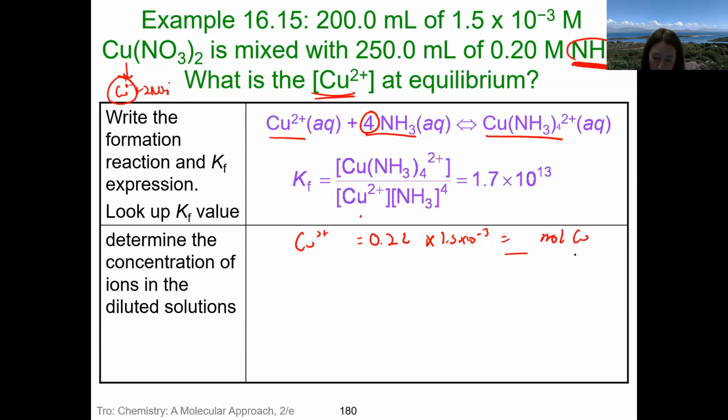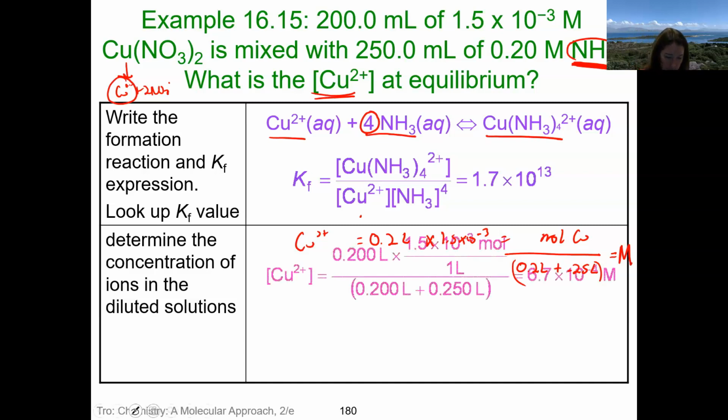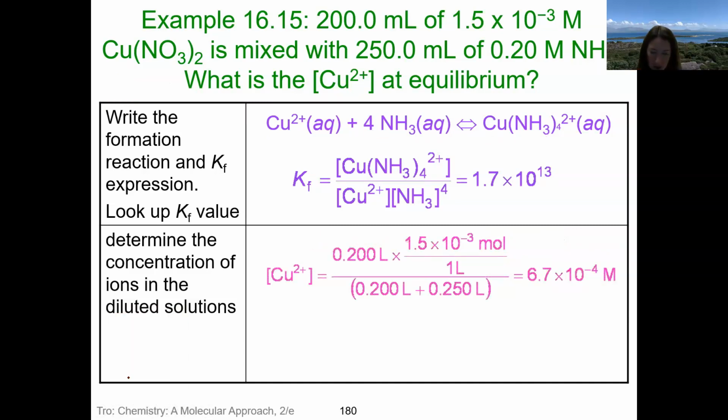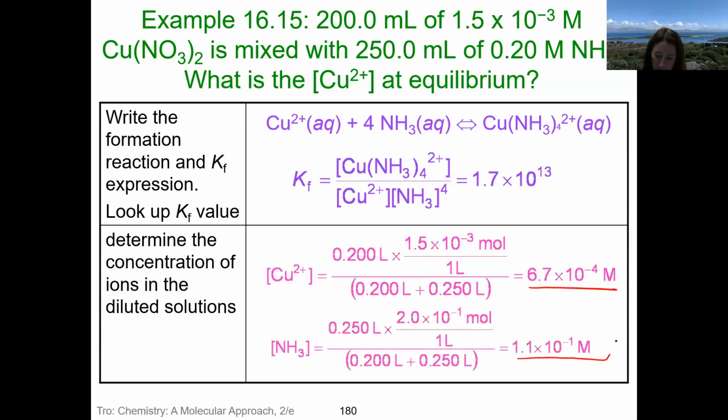And then our volume is now going to be 0.2 liters plus 0.25 liters, right? And that's going to be our new molarity. So we have to find the molarity of copper at the beginning, and then the molarity of NH3 at the beginning. So here we are. Here's the molarity of copper.